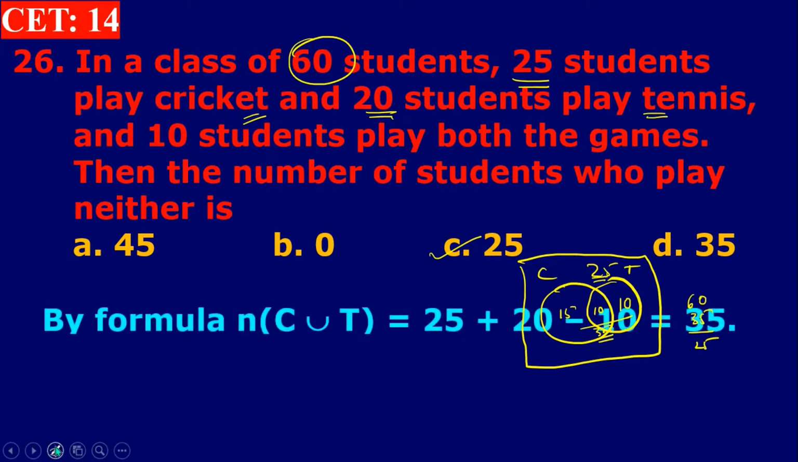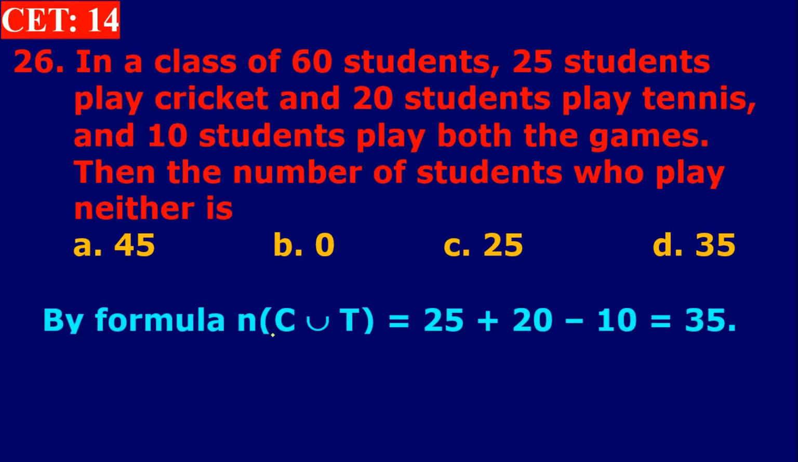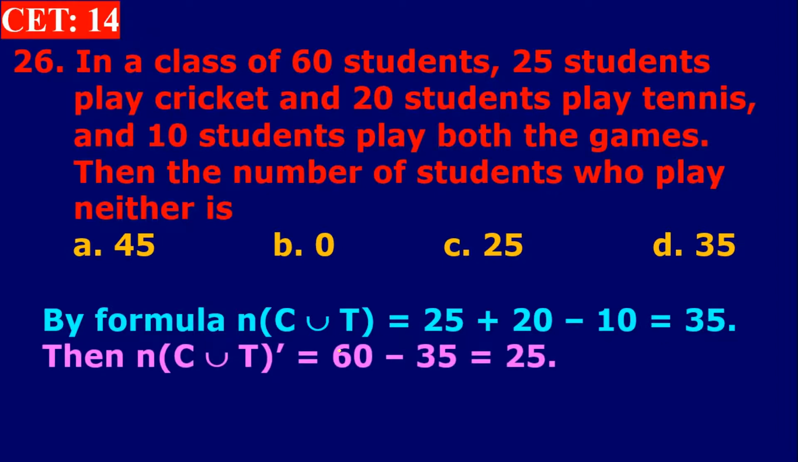Or else we can calculate using the formula. Now we calculate n of C union T. It is n of C, 25, plus n of T, 20, minus n of C intersection T, which is 10. Therefore we get 25 plus 20 minus 10, it is 35. That is 35 students will play cricket or tennis. So the remaining, other than cricket and tennis, is total minus 35. Total is 60 minus 35, it is 25. So it is option C.